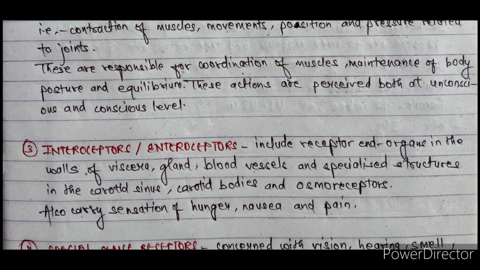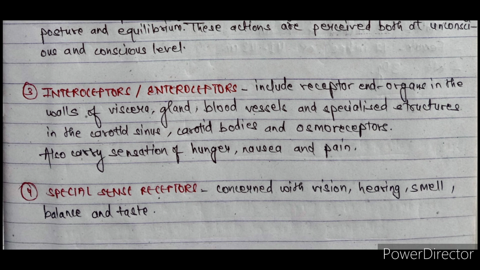Third is interoceptors, which include receptors from end organs in the wall of viscera, glands, blood vessels and specialized structures in the carotid sinus, carotid bodies and osmoreceptors. These also carry sensations of hunger, nausea and pain. Fourth is spatial sense receptors. These are concerned with vision, hearing, smell, balance and taste.